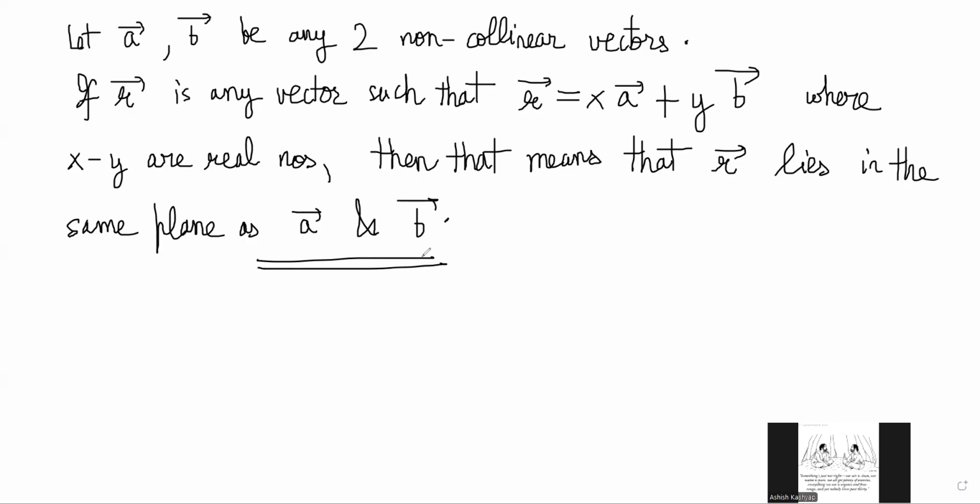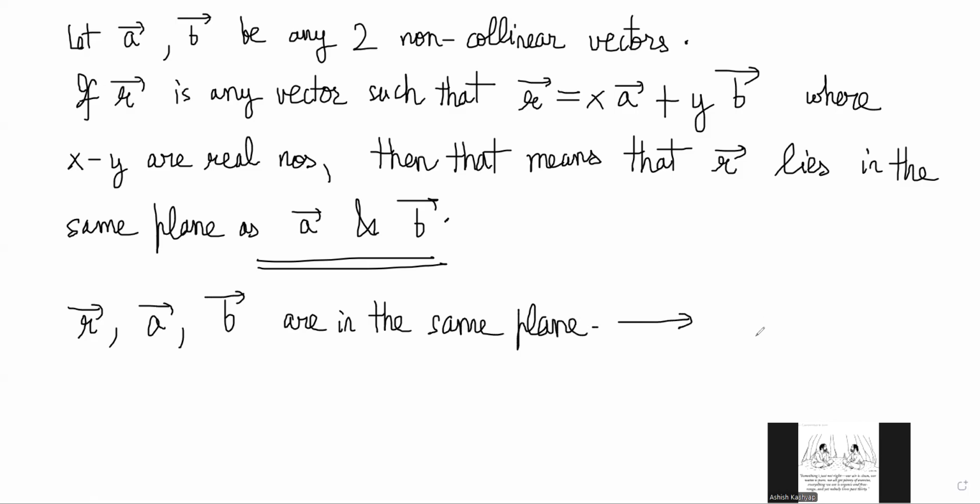So this is also going to be important in the future when we discuss coplanar points and so on. So right now understand that as long as you can write the third vector as a linear combination of your first two vectors, then the third vector is in the same plane as the first two, right? So basically now we can say that R, A, B are in the same plane and therefore they are called coplanar vectors. And the condition for coplanarity we are getting is that any one of them can be written as a linear combination of the other two, right?